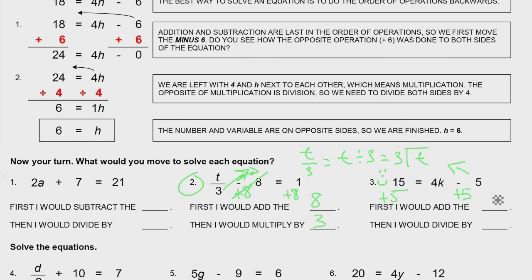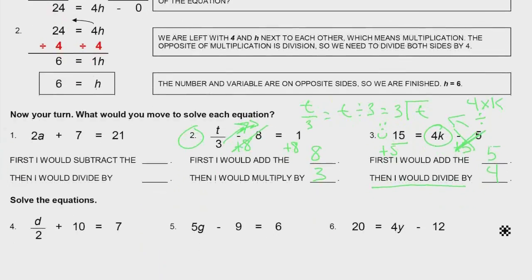And it says first I would add the 5. So the 5's gone because we canceled it out. And here we got 4k, and we already talked about this, that 4k is 4 times k. So if we send the 4 to the opposite side, we have to do the opposite operation, which is division. And it says then I would divide by 4. And you do that to both sides. Don't forget, you have to do that to both sides. And there are the answers to problems 2 and 3.